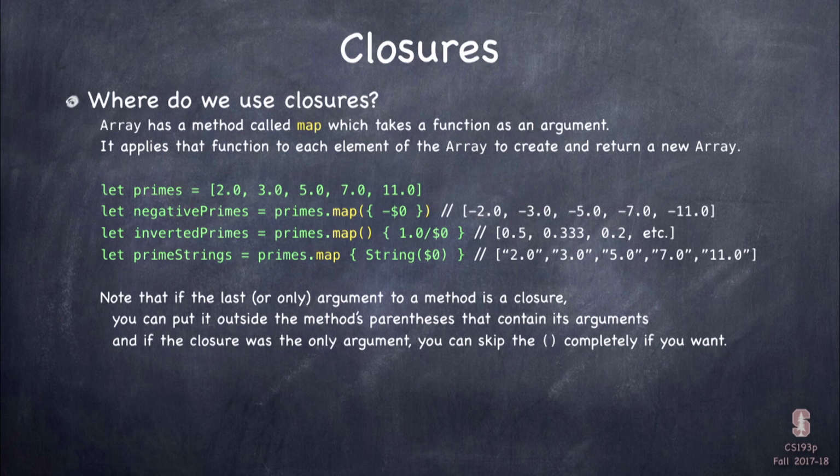The rule here is if the last argument to any function is a closure, you can move the closure outside the parentheses of the arguments. So see in the second line, inverted primes, how I moved the closure outside. And furthermore, if it's the only argument, then you can just get rid of the parentheses entirely. That's the third line. And this is just to make our code look nice, so we don't have extraneous parentheses in there.